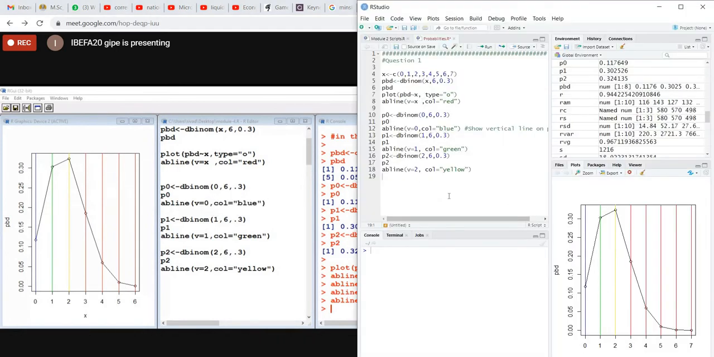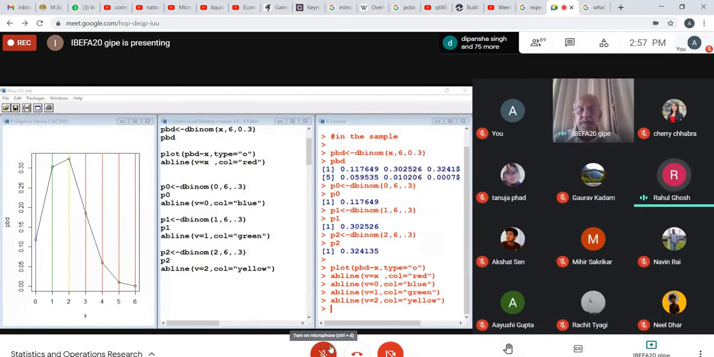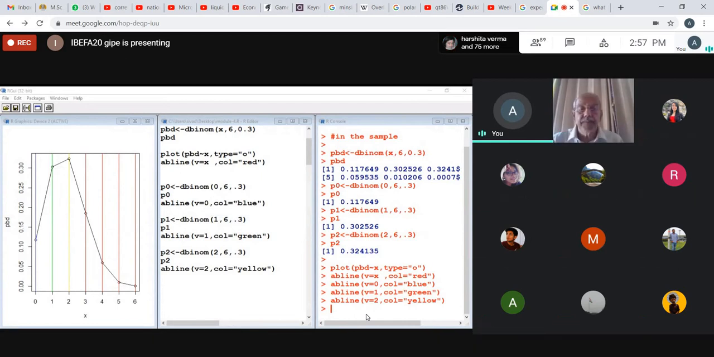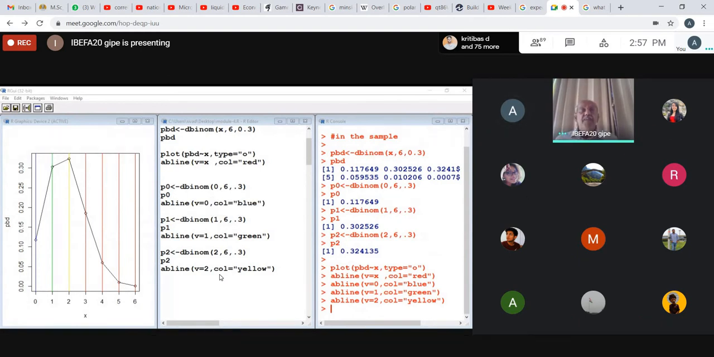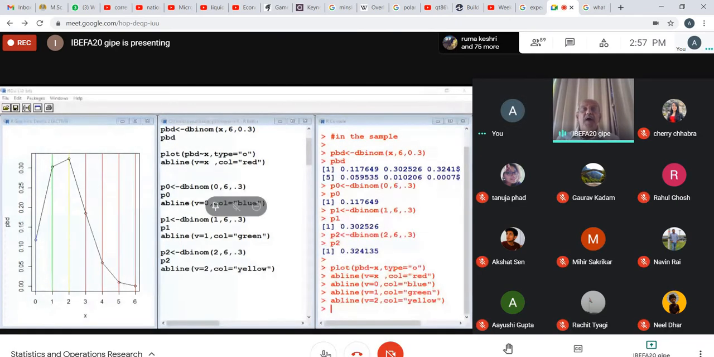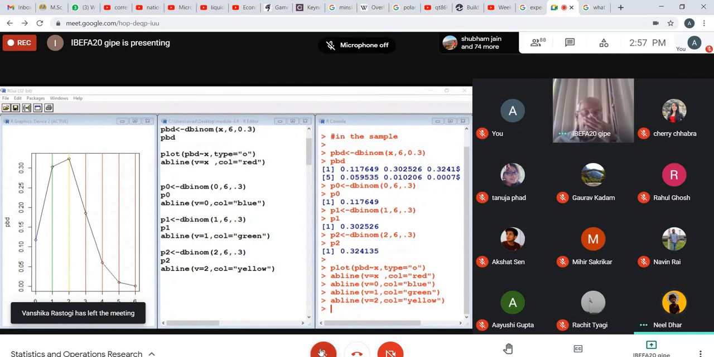Sir, I have a question. What if you want to draw a horizontal line? Are we supposed to change the v into an h? Yes, but here h is not possible because my values are on the x-axis, and the probabilities are for x. So I always go for a vertical line.